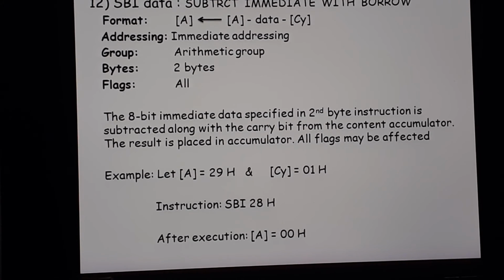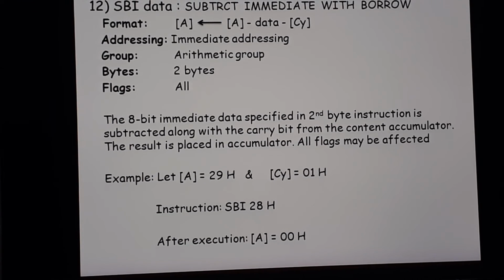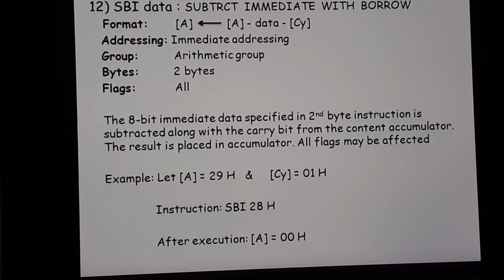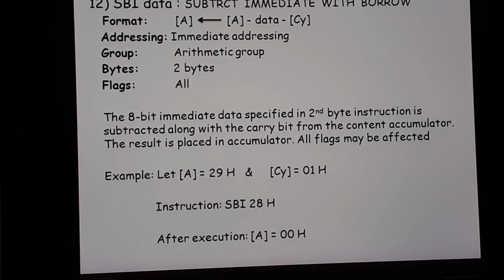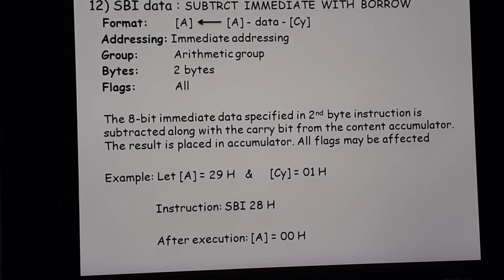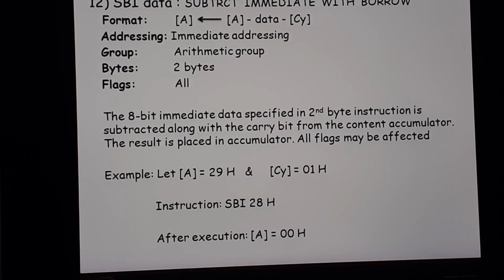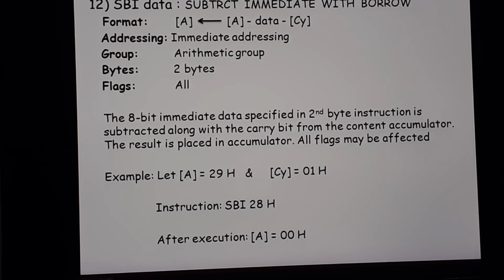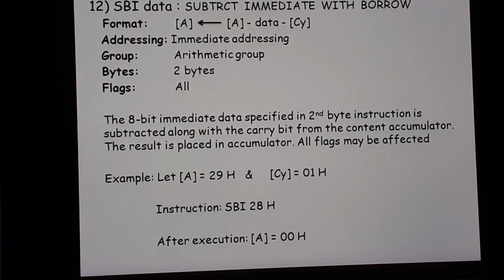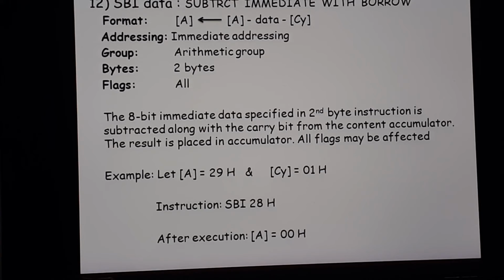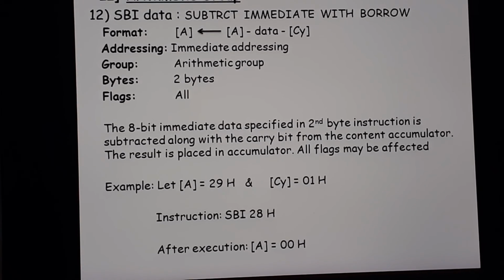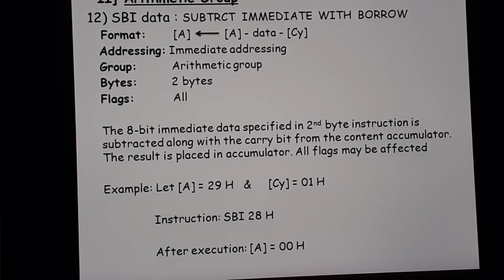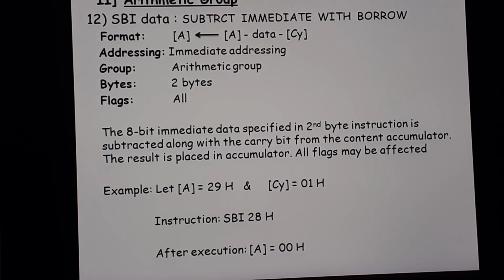And the result that I got after executing this particular instruction is A equal to 00H. I have not shown the flag register anywhere. You can write the flag bits that got affected, and also you can draw the flag register in the box in the previous instruction as I have shown. So okay, this was the last instruction of the subtraction, that is SBI data.